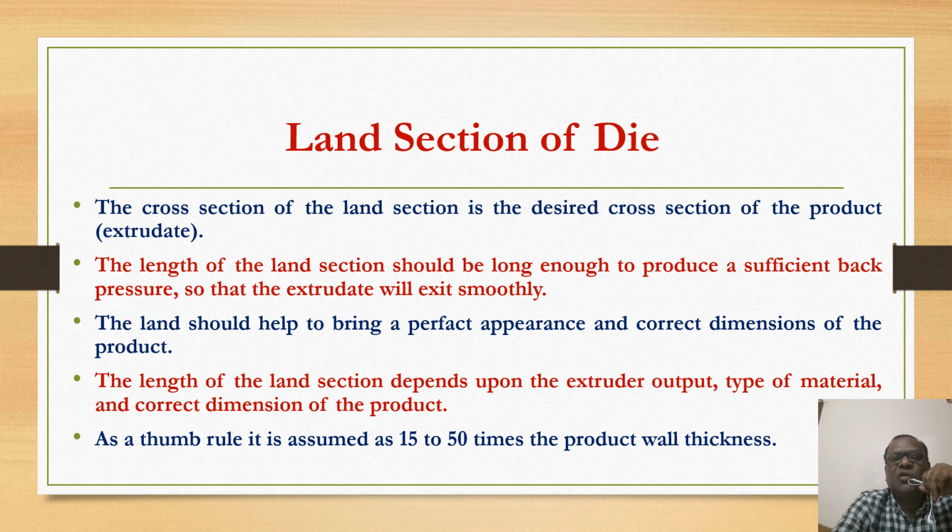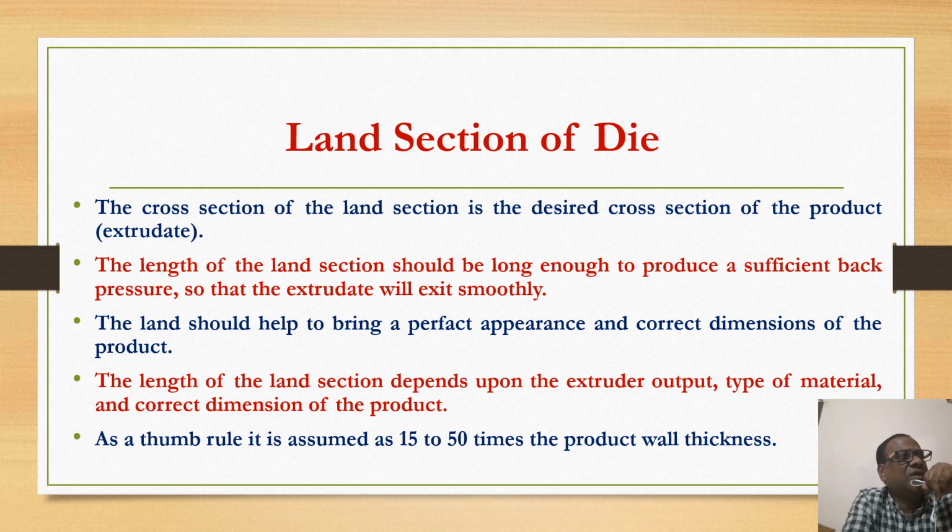The length of the land section should be long enough to produce sufficient back pressure, so that the extrudate will exit smoothly. If sufficient pressure is not there, then the melt, that means the product, may not come out from your die smoothly. In that case, the part will be rejected. And the land section should help to bring a perfect appearance of your product and correct dimensions of the product. The length of the land section, how much you have to take, also depends upon the output from the extruder.